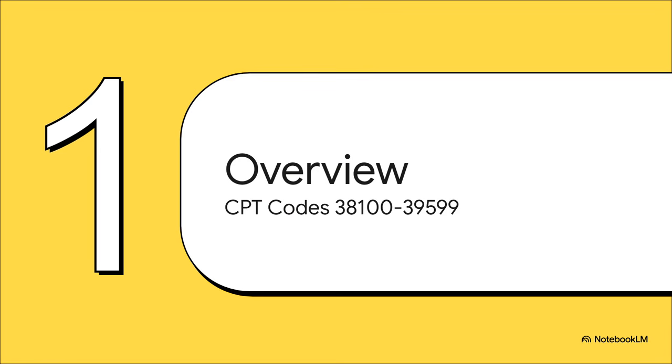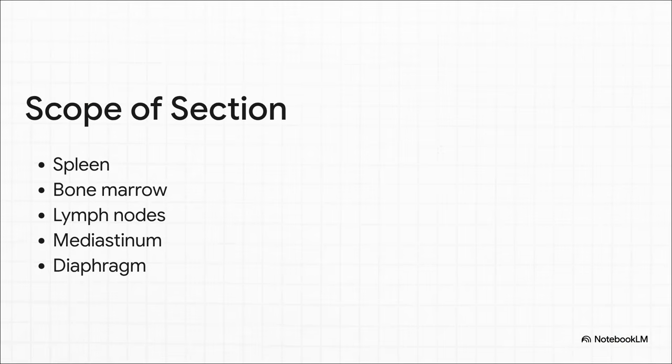Let's jump right into Section 1, overview of CPT code range 38100 to 39599. So this specific block is basically your guide for the blood and immune systems, plus the central chest cavity. Whenever you see procedures involving the spleen, the bone marrow, lymph nodes and channels, the mediastinum, or the diaphragm, this is exactly where you navigate to in your CPT manual.